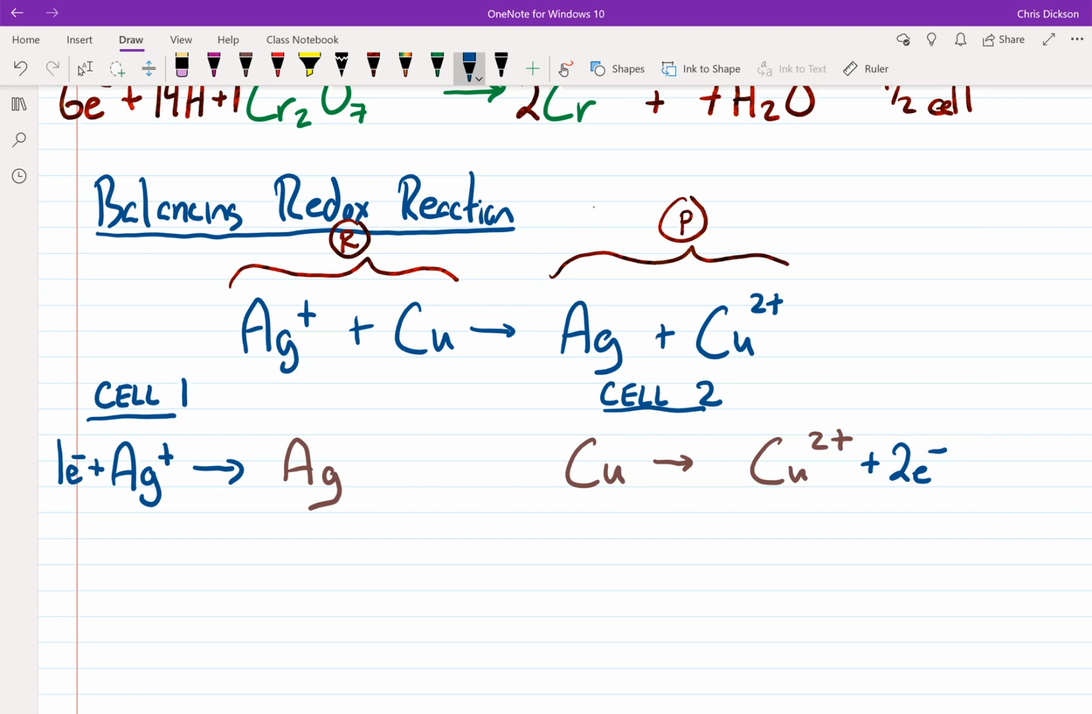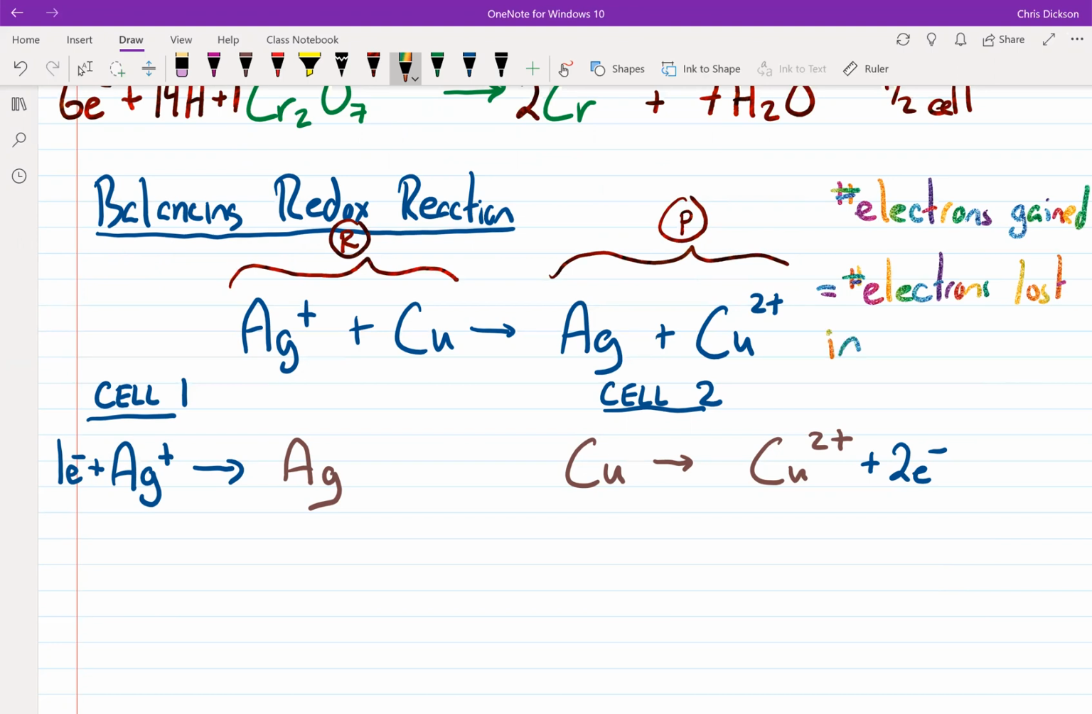So what we have to look for is the concept that, and I wrote this above, let me just, I'll use a fancy color. My daughter was drawing on this yesterday, so this is a fancy color here for us. Let's say number of electrons gained will always equal number of electrons lost in a full redox reaction.